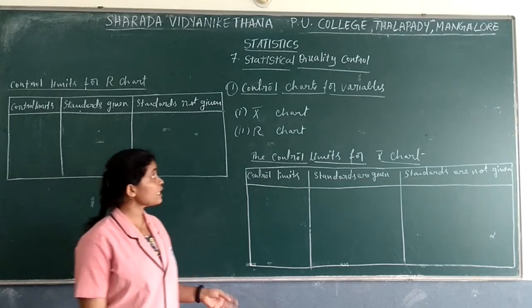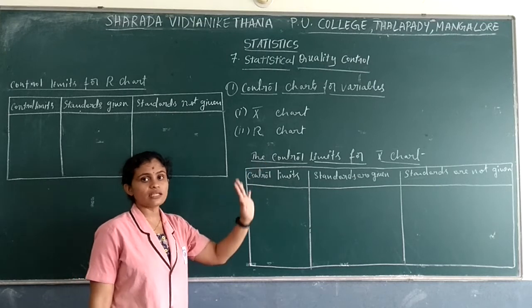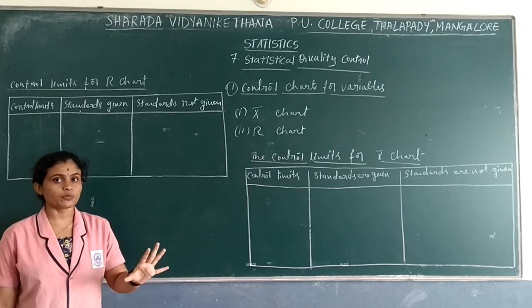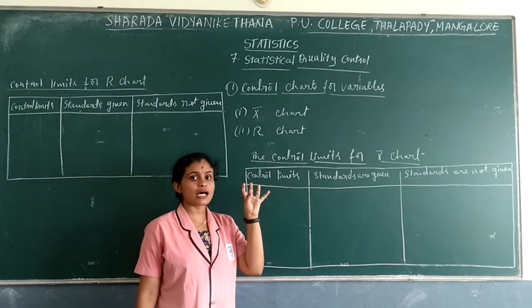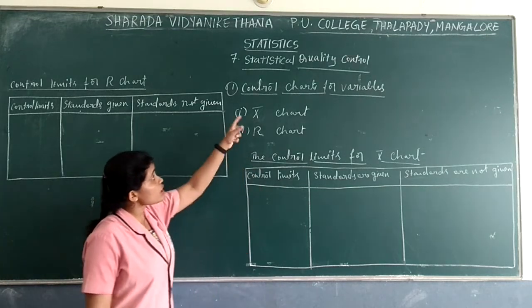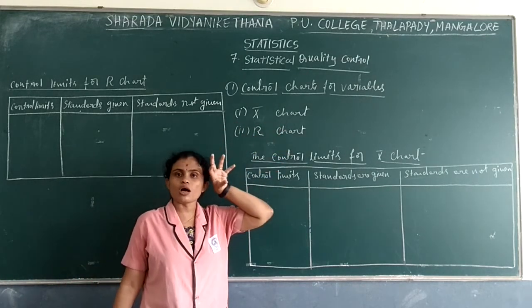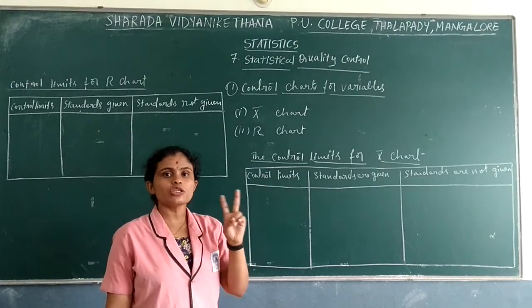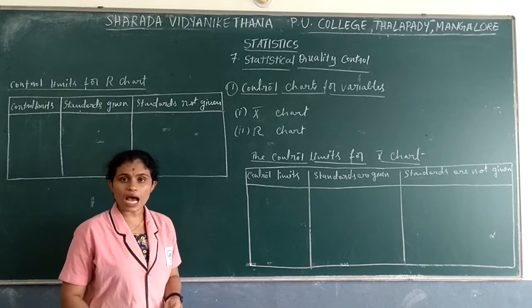Now, as I said, there are two kinds of control chart. One is the control chart for variables and the other is the control chart for attributes. As I said, a variable is a quality characteristic which we can measure. In order to monitor the variable, we use two kinds of chart, that is X bar chart and R chart.